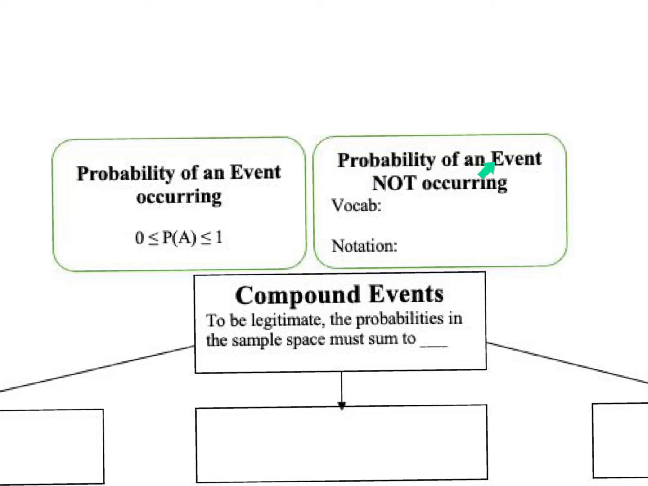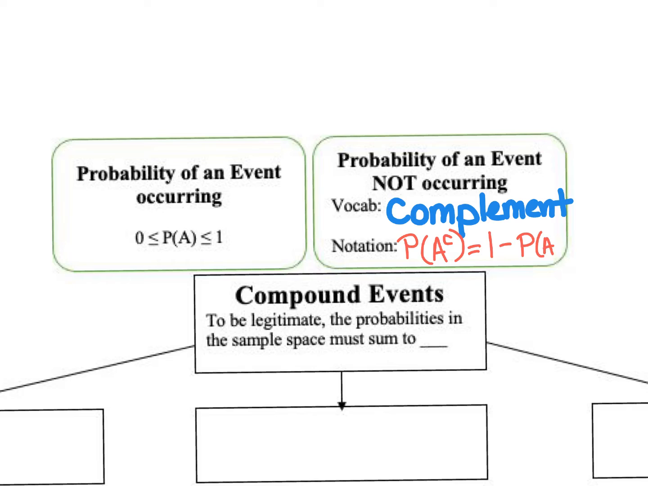So let's talk about the probability of an event not occurring. This is known as the complement. And the notation for a complement, well, if event A is the event, the complement is with a C as a superscript. And that's equal to 1 minus the probability of event A happening. Think of it like this. If there is a 20% chance that it's going to rain, the chance that it's not going to rain would be rain complement, which would be 80%, subtracted from 100% or from 1 as a decimal.